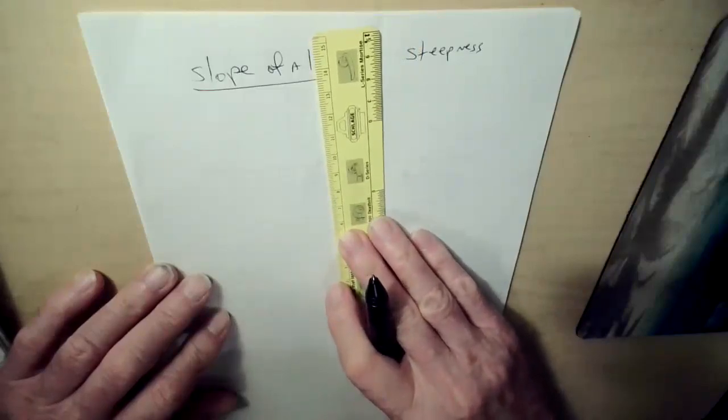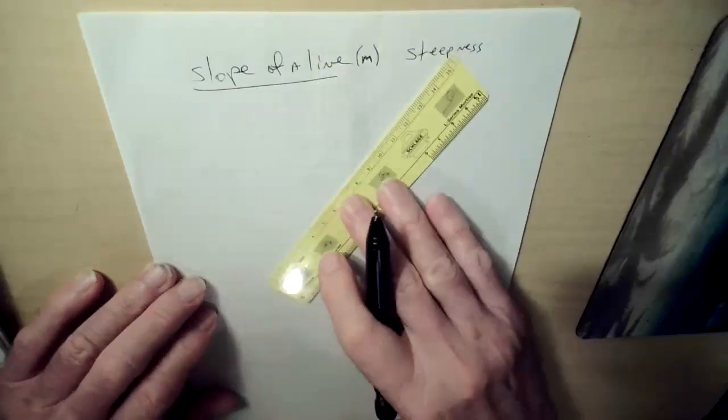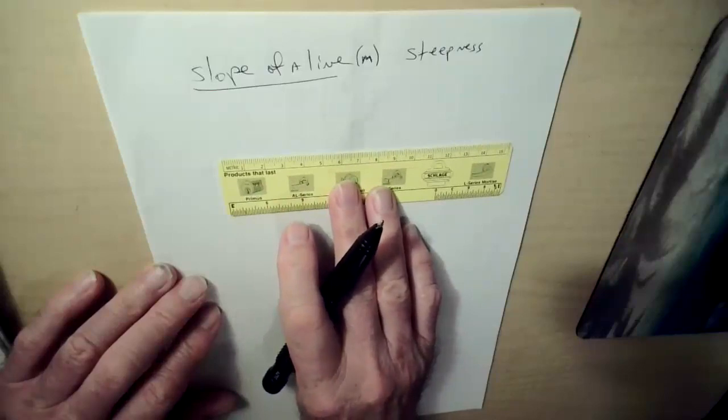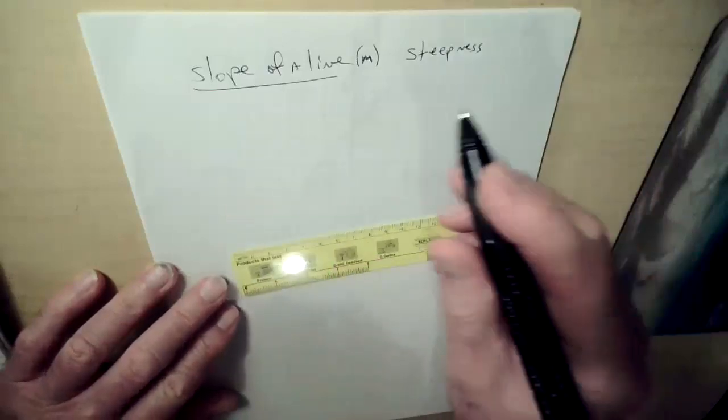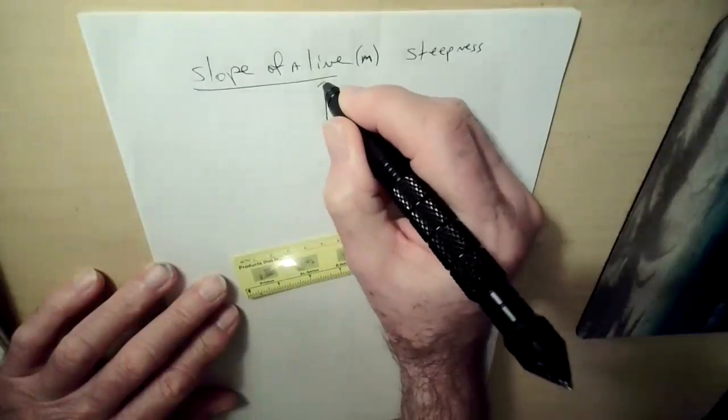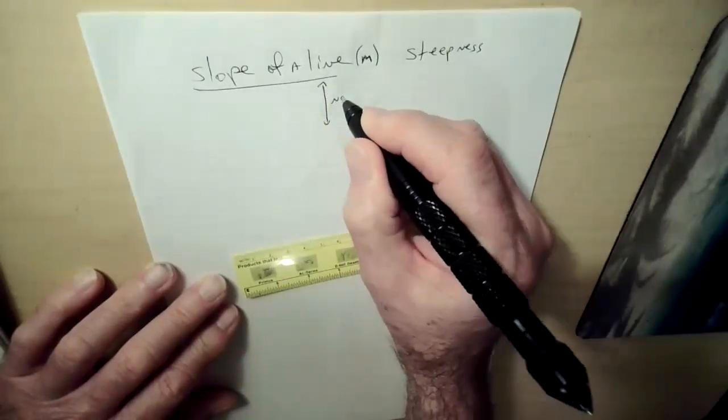There's the slope of 1, 2, 3, 4, 5, 6, 7, 8, 9. Remember what a vertical line is? A vertical line is no slope. No slope. A horizontal line is 0 slope.